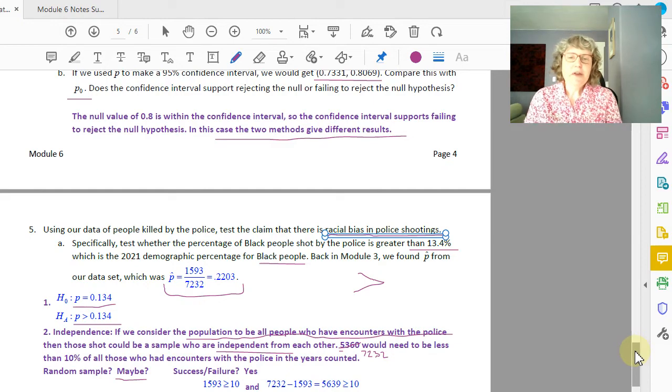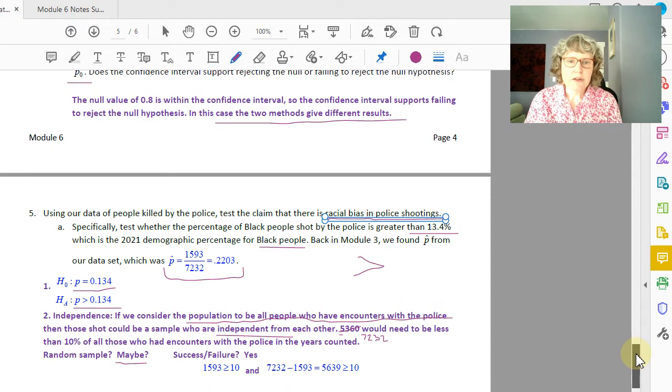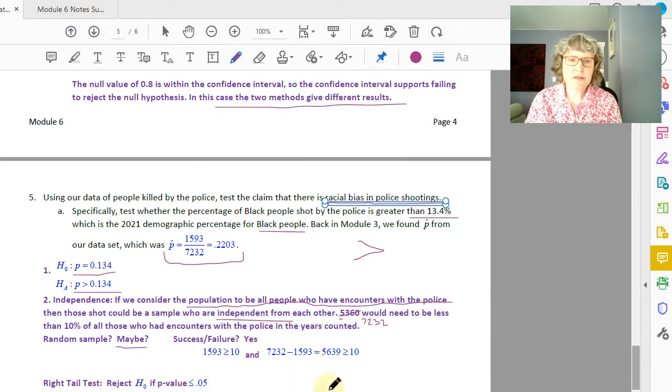Okay, even if we have questions about the conditions, we're still going to do the math just because it's good practice. Okay, so just to summarize, this is a right tail test, and we're going to reject the null if the p-value is less than 0.05. That's our significance level. This direction never changes. Smaller is always significant. So regardless of which way the test goes, we always reject if the p-value is smaller than alpha, or the significance level.